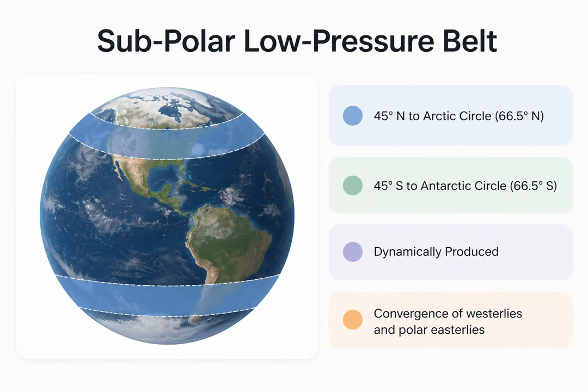Continuing our journey toward the poles, we find the subpolar low-pressure belts, located between 45 degrees and 66.5 degrees in both hemispheres. Because temperatures are generally low here, these belts aren't strongly pronounced all year round and are mostly found over the oceans. Like the subtropical highs, these are dynamically produced. They form due to the Coriolis force blocking upper-level air and, crucially, the surface convergence of two major wind systems, the warm westerlies coming from the subtropics and the freezing polar easterlies coming from the poles. When they collide, the air is forced to ascend, creating low pressure.